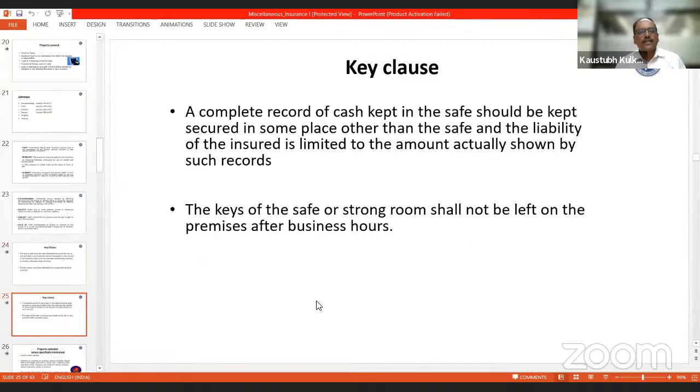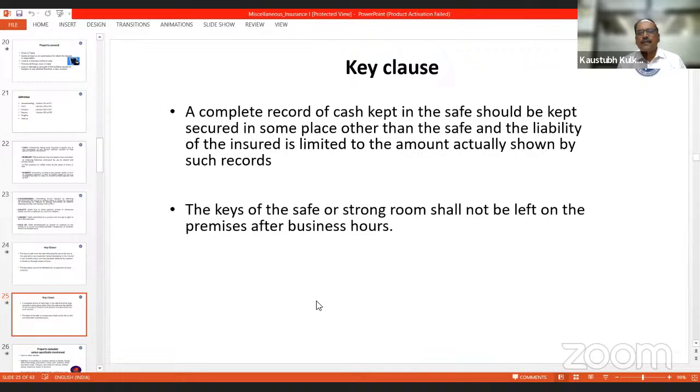A complete record of cash, yes, in case of theft or burglary of cash, there has to be a complete record. Basically, we need to understand that a burglary policy is to be given to your valued customers, or the customers who are on your books for years. The moral hazard is very important in case of all the policies which are related to burglary and theft. The moral hazard is a key factor in these types of policies. The complete record of cash has to be there.